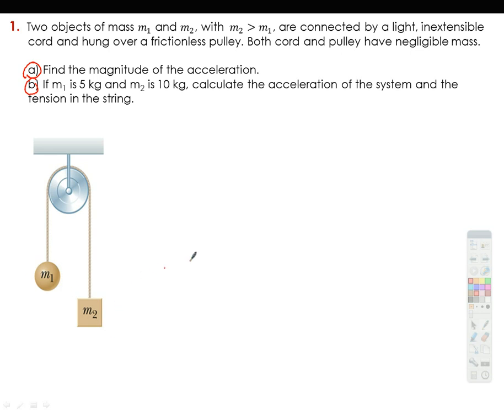Okay, first thing that you need to know is what direction it is going to accelerate. If you look at this based on the given, we said that M2 is greater than M1. So if M2 is greater than M1, it means this pulley is going this direction, right? It's going up and going that direction. And we know that our acceleration is going that direction.